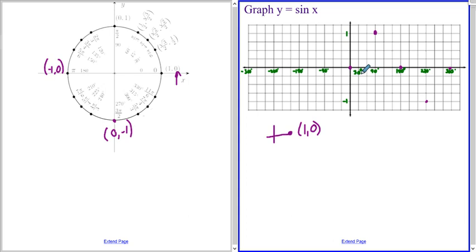I can go negatively, I can go this way. So negative 90 degrees is right here. So that's negative 1. So at negative 90, it's negative 1. At negative 180, it's at 0. At negative 270, it's at 1. At negative 360, it's at 0. And you should see a nice pattern that happens. So nice 2 cycles here.